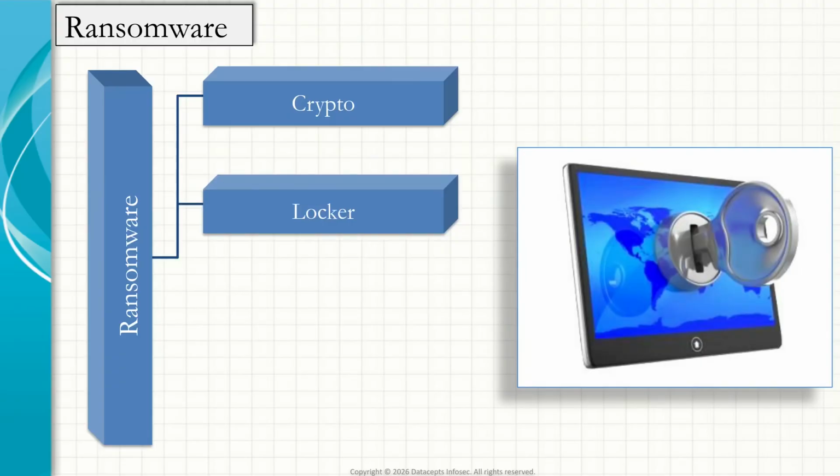Locker ransomware does not focus mainly on encrypting files, but on locking the user out of the device or system itself. In this case, the attacker blocks access to the screen, operating system, or main functions of the computer, so the victim cannot use the machine normally until the lock is removed.